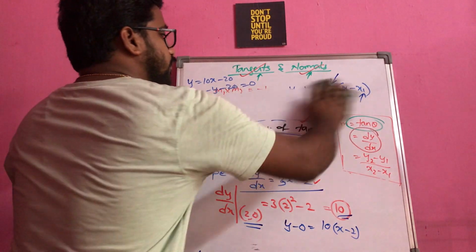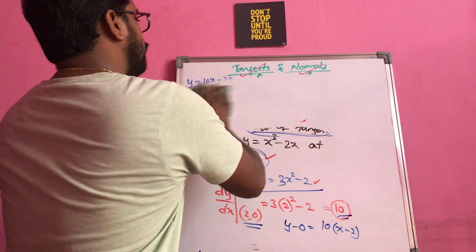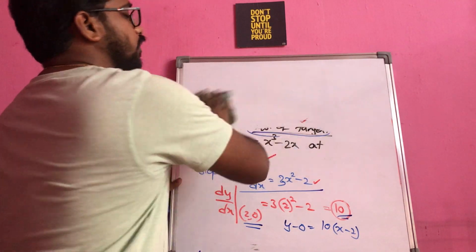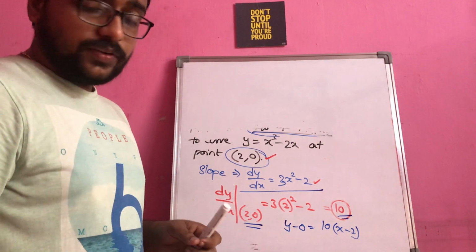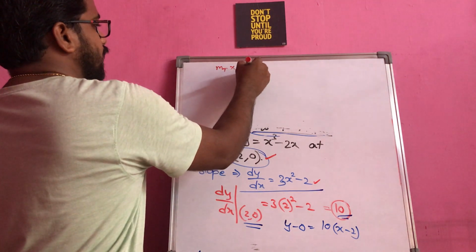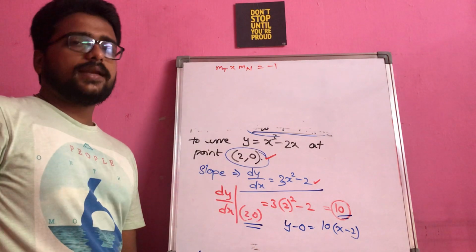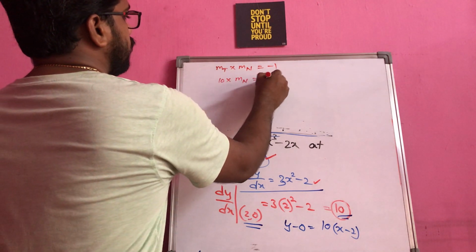If I extend this question a little bit by asking for the equation of a normal, we just discussed that the tangent and normal are perpendicular, so the product of the slopes of tangent and normal is equal to -1. You got the slope of the tangent as 10, so the slope of the normal is -1 by 10.